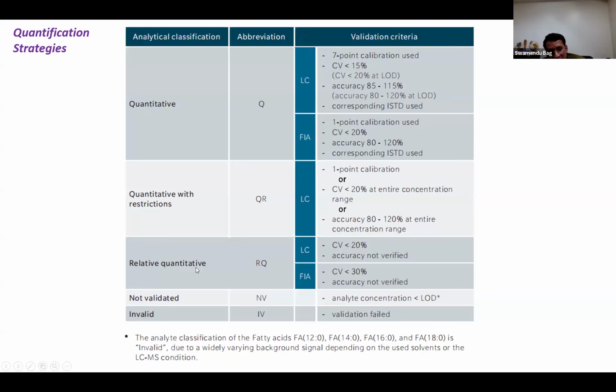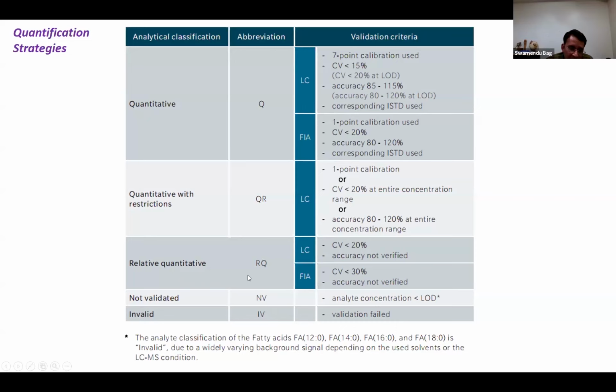And some are relative quantitative. In this case, we normally quantify with respect to a standard, but for some metabolites the actual standard is not available. So we are sharing the same chemical group standard. So it is called relative quantification.